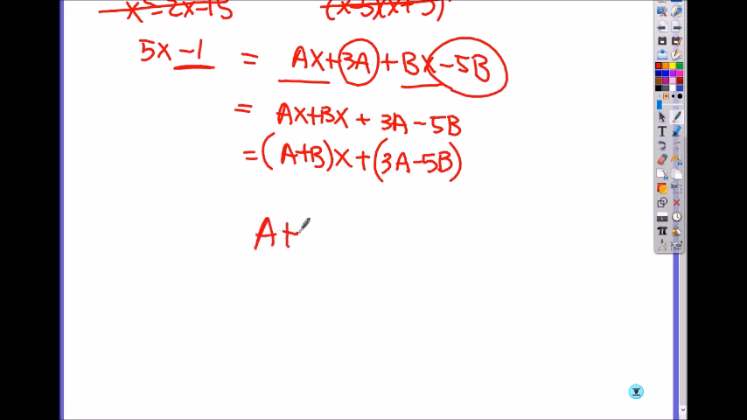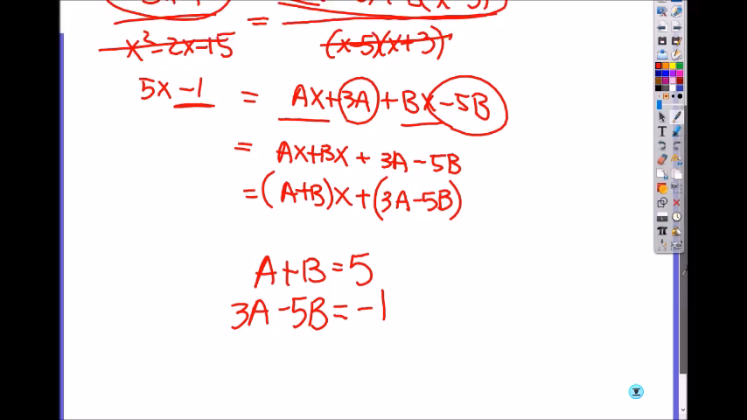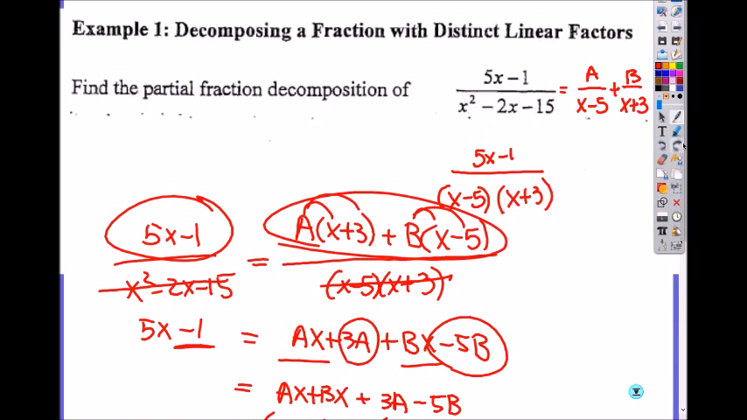What's your A plus B equal to? A plus B must equal 5. 3A minus 5B must equal negative 1, right? So what do you have here? A 2 by 2 system of equations. So you just have to solve for A and B. Once you find A and B, you just plug them in here. Remember this?